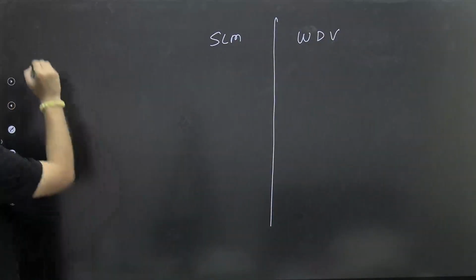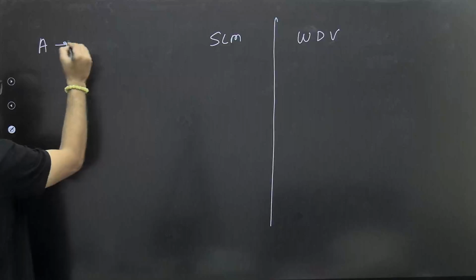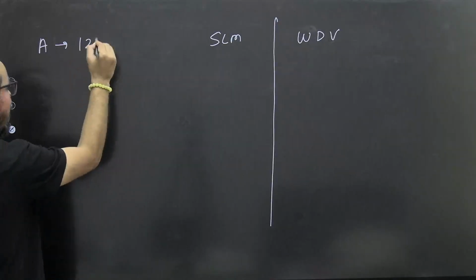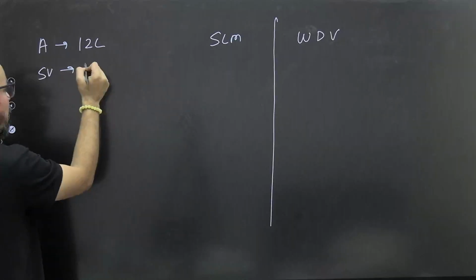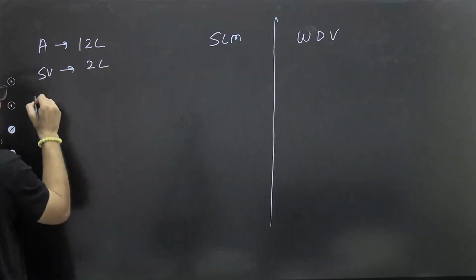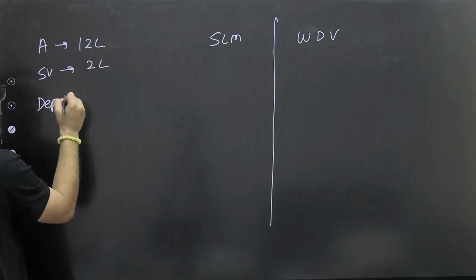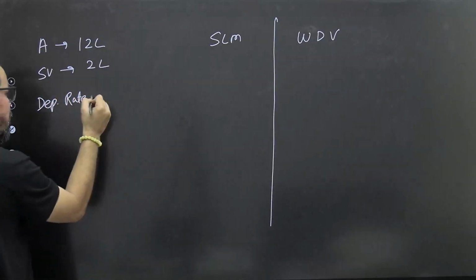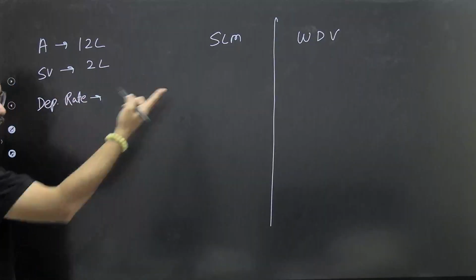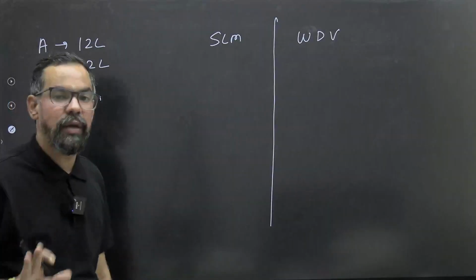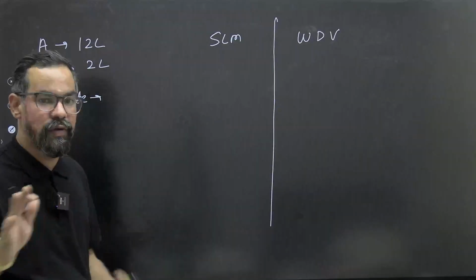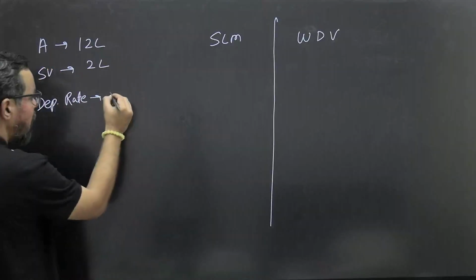Let's say there is an asset, we purchase an asset worth rupees 12 lakh. Same question. Let's say the salvage value is 2 lakh, and the depreciation rate is given also, because for the written down value method we generally have a depreciation rate, and we charge depreciation at a fixed rate. So it is, let's say, 10%.